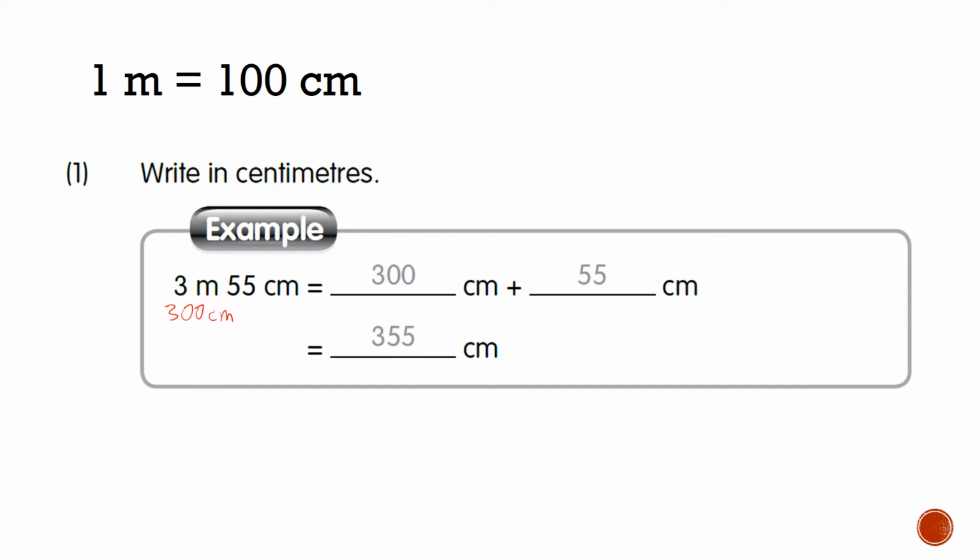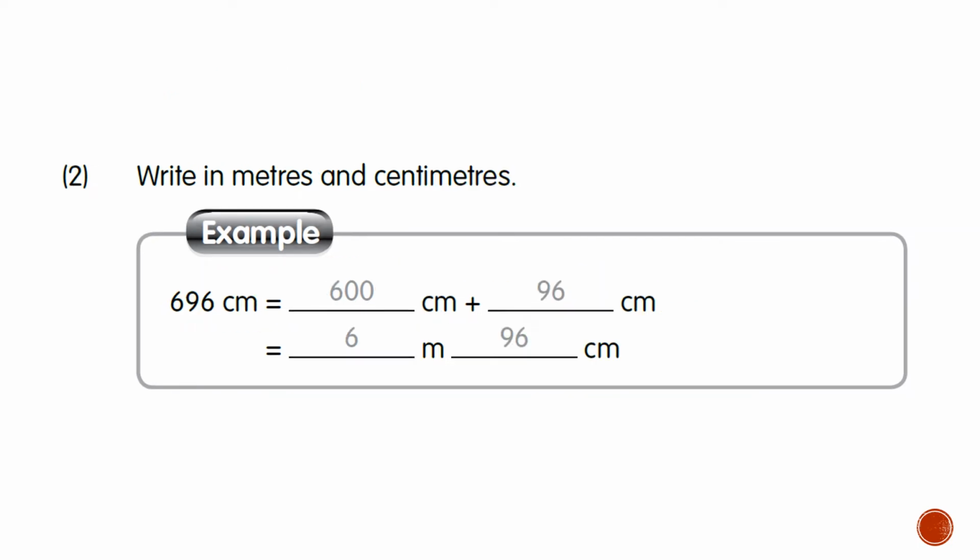Now, over here 300 cm will be put over here, and then 55 cm will be written over here. Just pay attention to the places. Remember that when you write it in cm, there are 3 digits. This is the hundreds place, the tens place, and the ones place. Over here, this is the tens place, this is the ones place. So you got to add it properly. That means you must add the ones place to the ones place, the tens place to the tens place, and the hundreds place to the hundreds place. But in this case, there's no hundreds, only tens and ones.